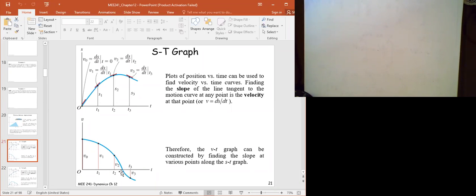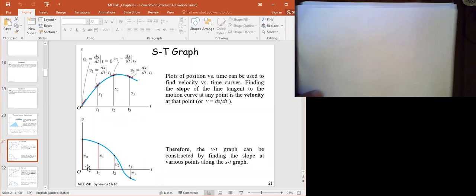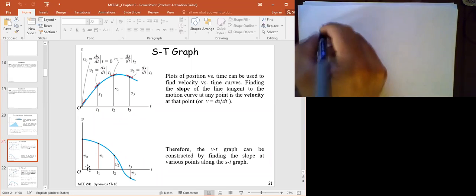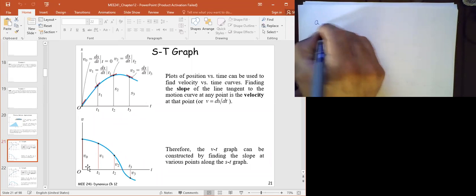Zero, because there is no change. Right, well, how is its acceleration? Maximum. Isn't it perpendicular to the velocity line? No, well, let's see. Let's look at it.